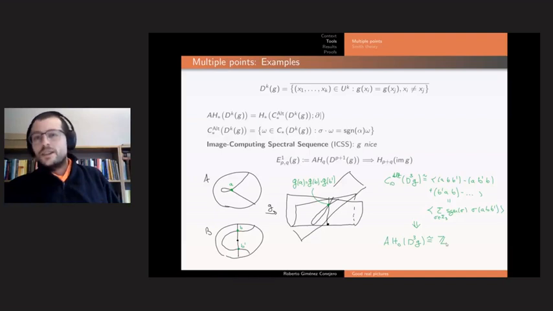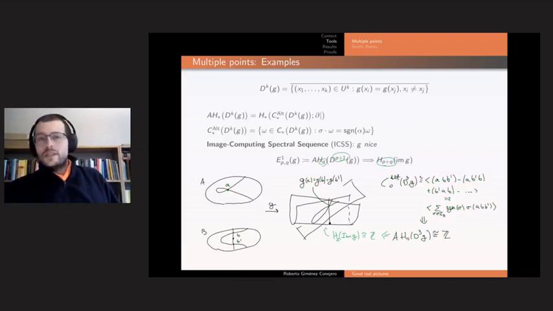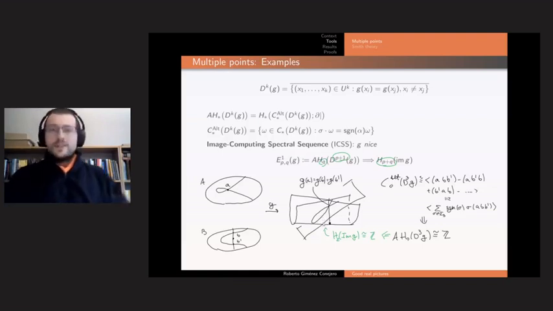So the alternating homology is going to be concentrated in dimension 0. And again, with the image computing spectral sequence, you see that 0 plus 2, you are going to find a homology in dimension 2 in the image. This set is going to give you this set. And this is this pocket that you could see in the image. Okay, so this is the kind of things that we do in the paper.